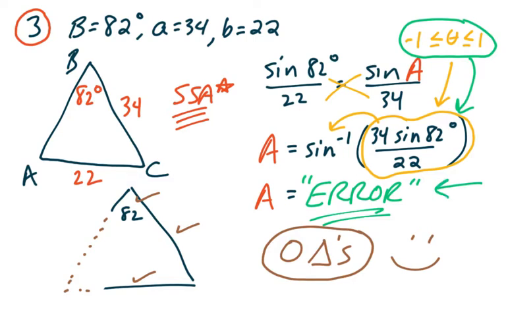But basically, you do the check. You solve for the first angle. You got an error. Oh, no, it doesn't exist. That means the angle doesn't exist, which means the triangle doesn't exist. And we are so happy.